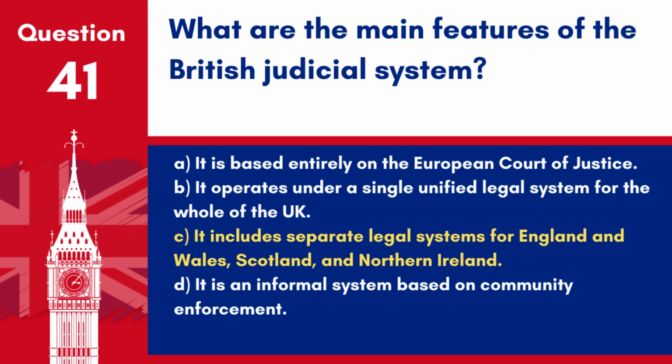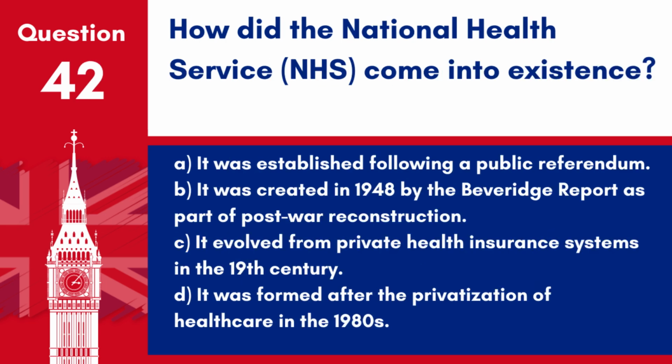Answer: C. It includes separate legal systems for England and Wales, Scotland, and Northern Ireland. The British judicial system is unique in that it accommodates different legal frameworks within one sovereign nation, reflecting the country's diverse legal heritage.